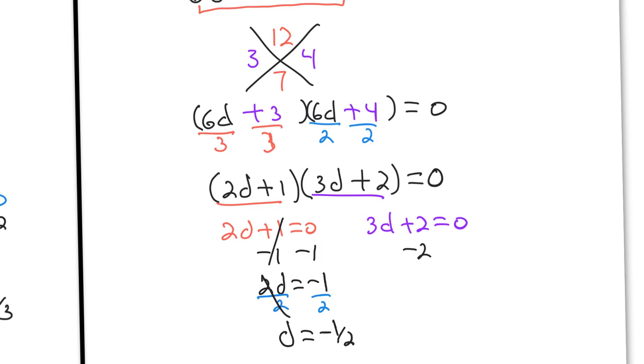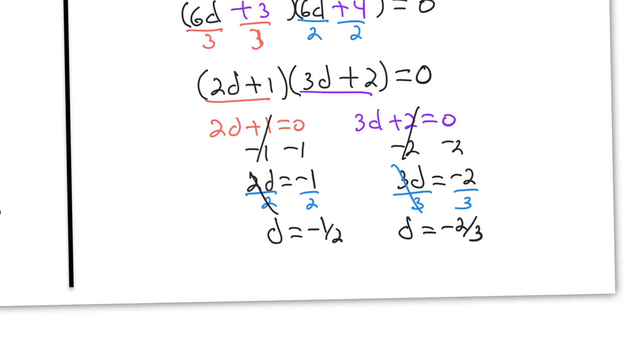Over here, subtract 2 from both sides. So 3d equals negative 2. Divide by 3 here. Turns into 1. So d equals negative 2/3. So my two answers will be a negative 2/3 and negative 1/2.